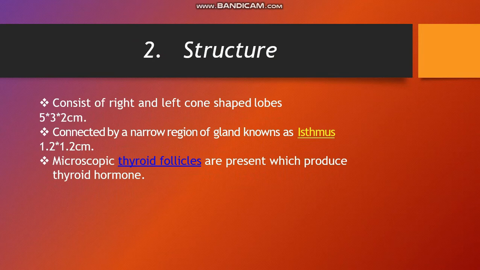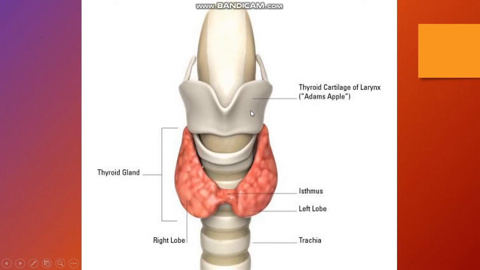Yes, you are looking here. This is the thyroid cartilage of the larynx, also known as Adam's apple. This is the isthmus. These are the lobes, right lobe, the left lobe, and the trachea lying behind. These are the C-shaped cartilages of the trachea, the windpipe.